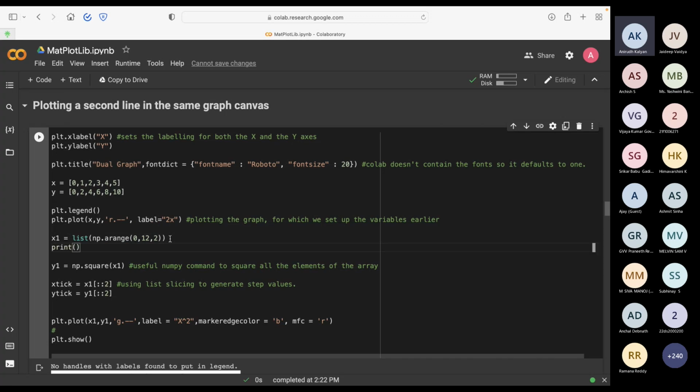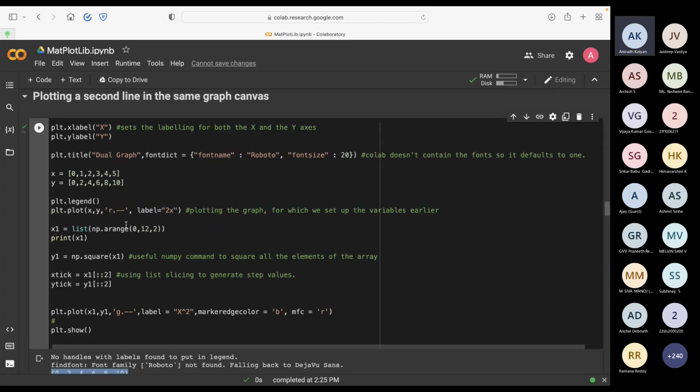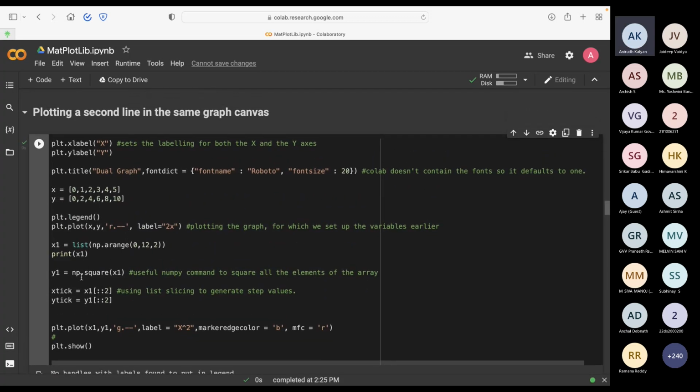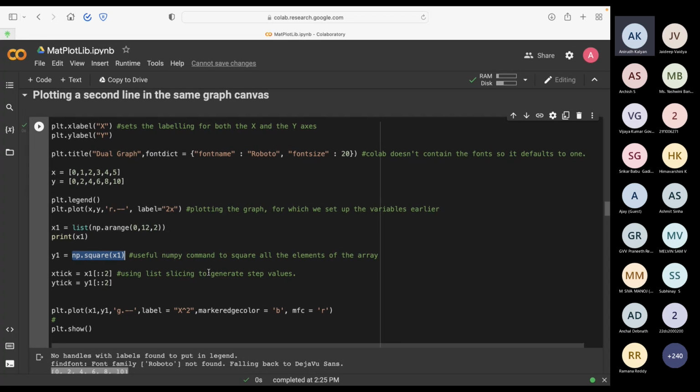I'm going to print x1 and show you. It will give you an array of 0, 2, 4, 6, 8, 10. So you can use np.square, which is a command that will just square all the elements of an array instead of you doing it iteratively.